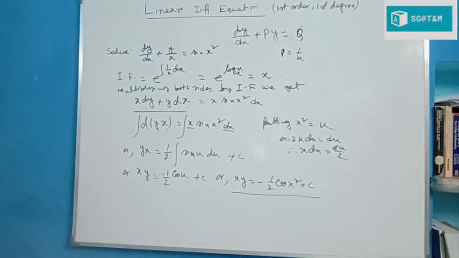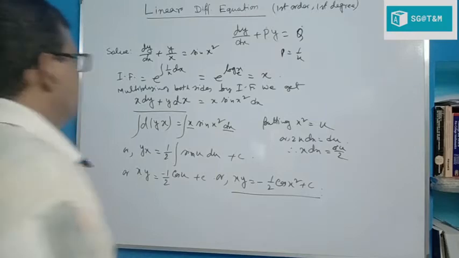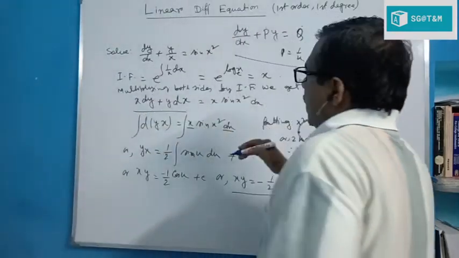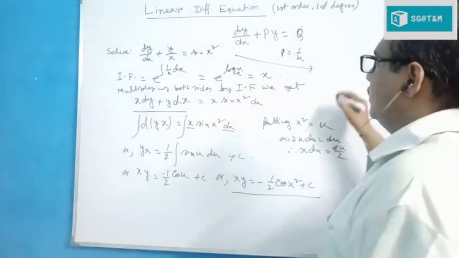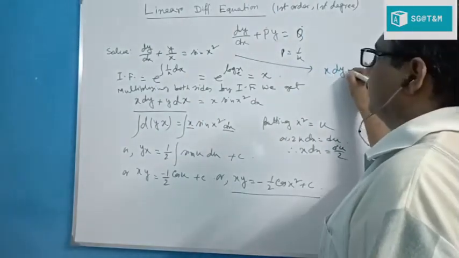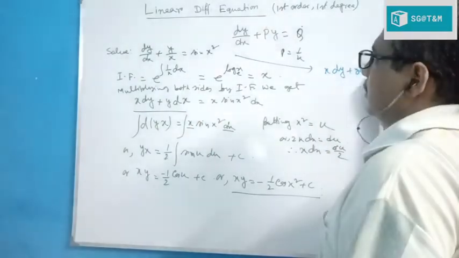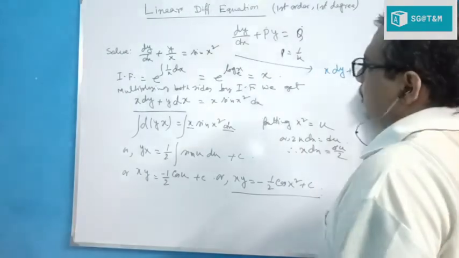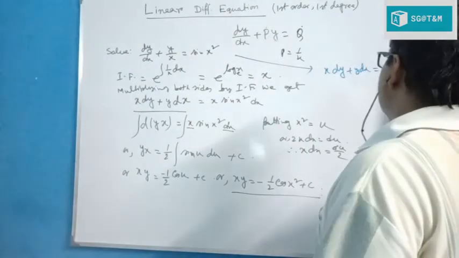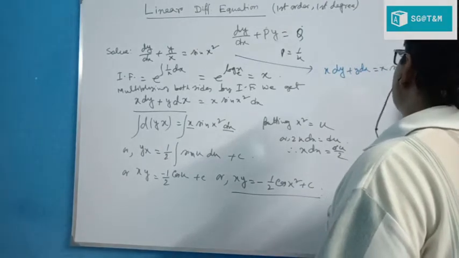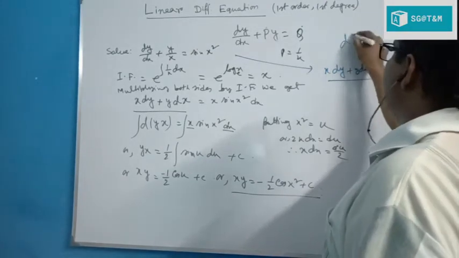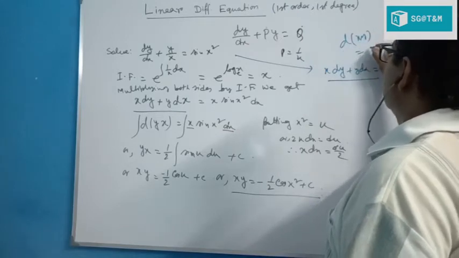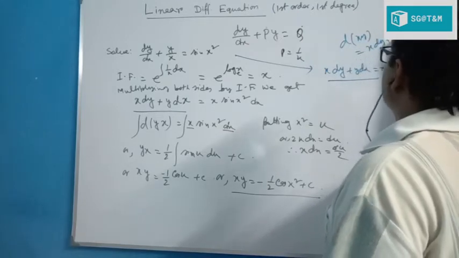Okay. Just find the integrating factor, then you get this one. This problem can also be solved in differential form. No need to find the linear equation. In this way also, another method. This problem can be written as x dy plus y dx is equal to x into sine of x square dx. So from the differential form we know that d of xy is nothing but x dy plus y dx.